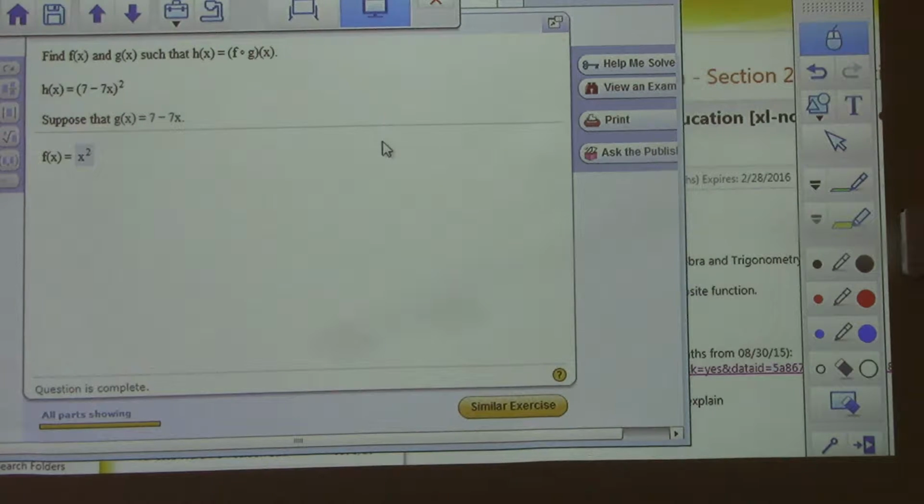It says find f of x and g of x such that h of x is equal to f composed of g of x.